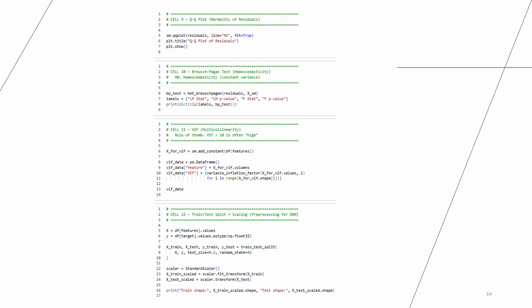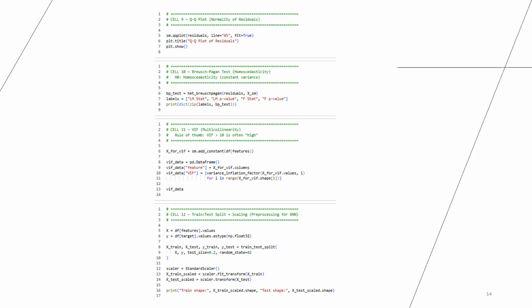Finally, in Cell 12, we begin preparing the dataset for training a deep neural network regression model. First, we separate the input features from the target variable. The feature matrix becomes X, and the target values, which represent price, become Y. We also convert the target variable to a floating point format to ensure compatibility with TensorFlow. Next, we split the dataset into training and testing subsets using the train test split function. In this case, 20% of the data is reserved for testing, while the remaining 80% will be used for training the model. This separation is critical because it allows us to evaluate how well the model performs on data it has never seen before.